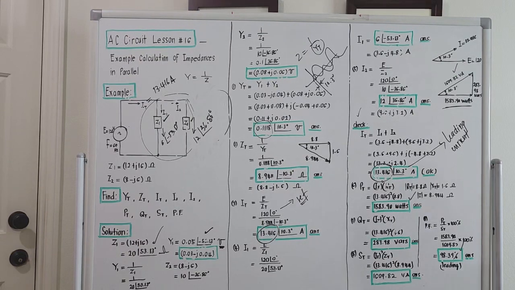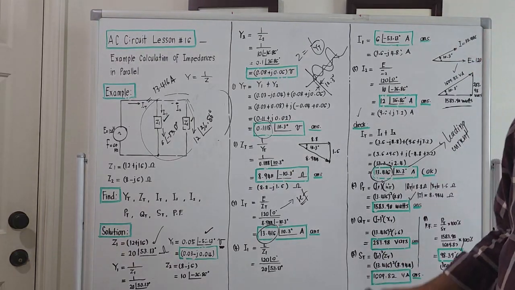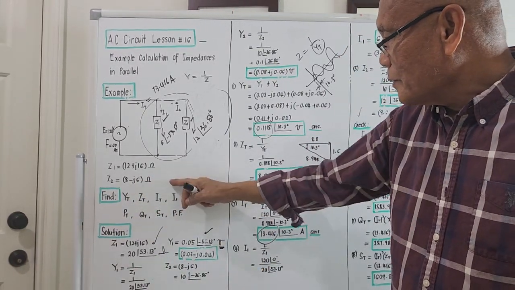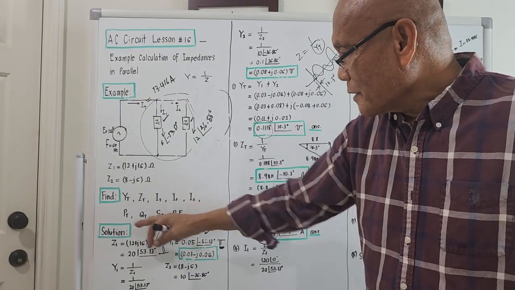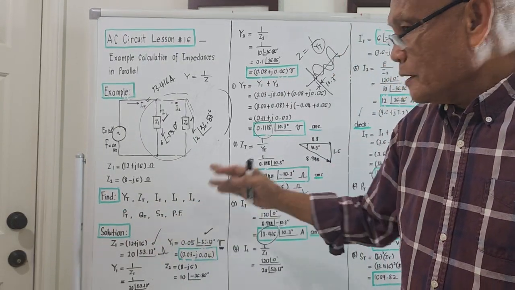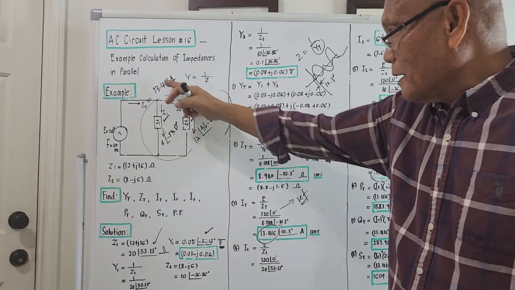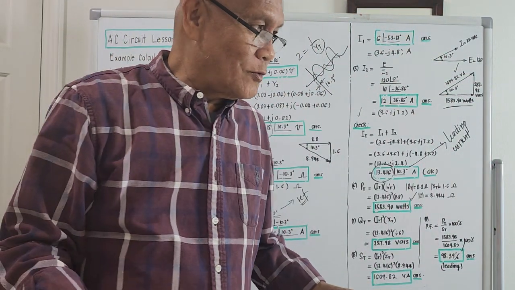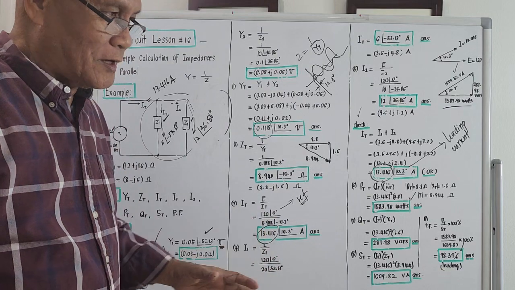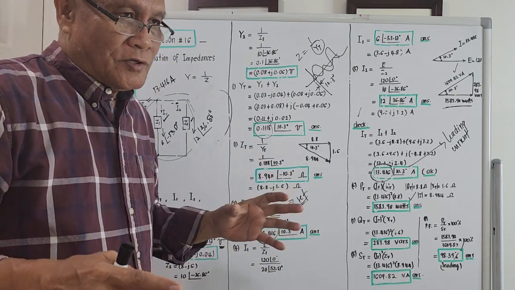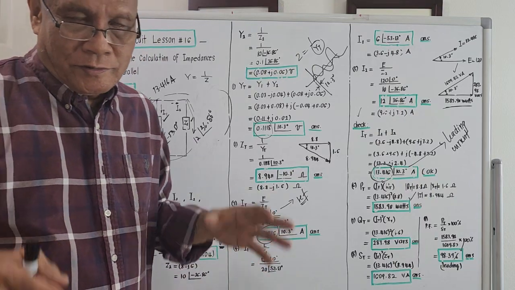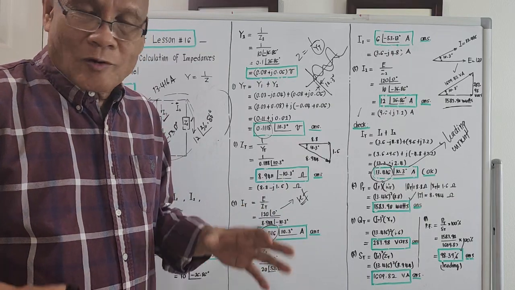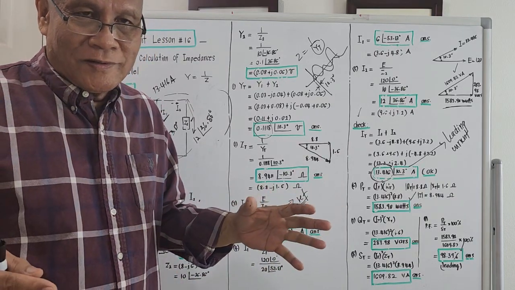Okay, that's it, guys. That's the way how to compute total admittance, total impedance, total current, I1, I2, true power, reactive power, apparent power, and power factor if the given circuit is parallel. So for those of you who are taking up or who are supposed to take up electrical engineering, this is for you guys. This is the heart and soul of alternating current circuit calculation. The foundation is actually complex numbers, which come from algebra.